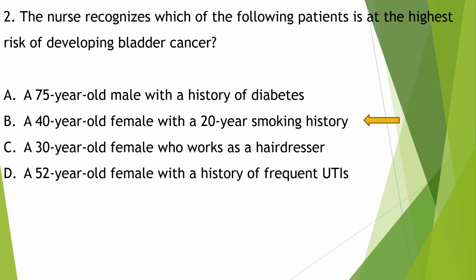Smoking is the greatest risk factor for the development of bladder cancer. Diabetes and frequent UTIs are not known to increase the risk of developing bladder cancer. Certain occupations, including hairdressing, increase the risk of developing bladder cancer, but smoking remains the greatest risk factor.